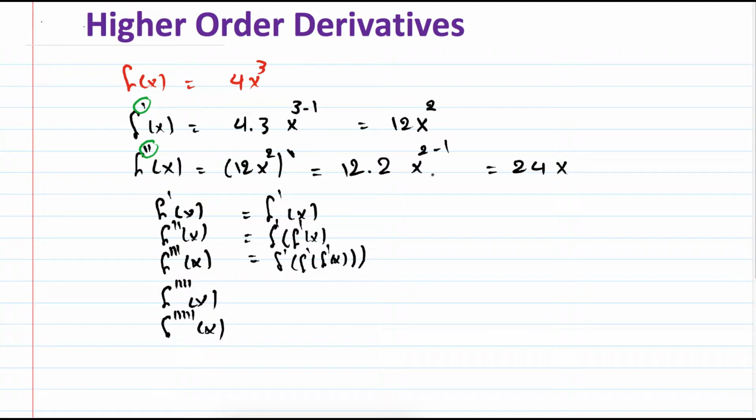Okay, so suppose I have x to the 5. If I want to find the first derivative, it will be 5x to the 4. The second derivative will be 5 times 4 times x to the 3. The third derivative will be 5 times 4 times 3 times x to the 2. The fourth derivative will be 5 times 4 times 3 times 2 times x to the 1, and so forth. So that is basically higher order derivatives.